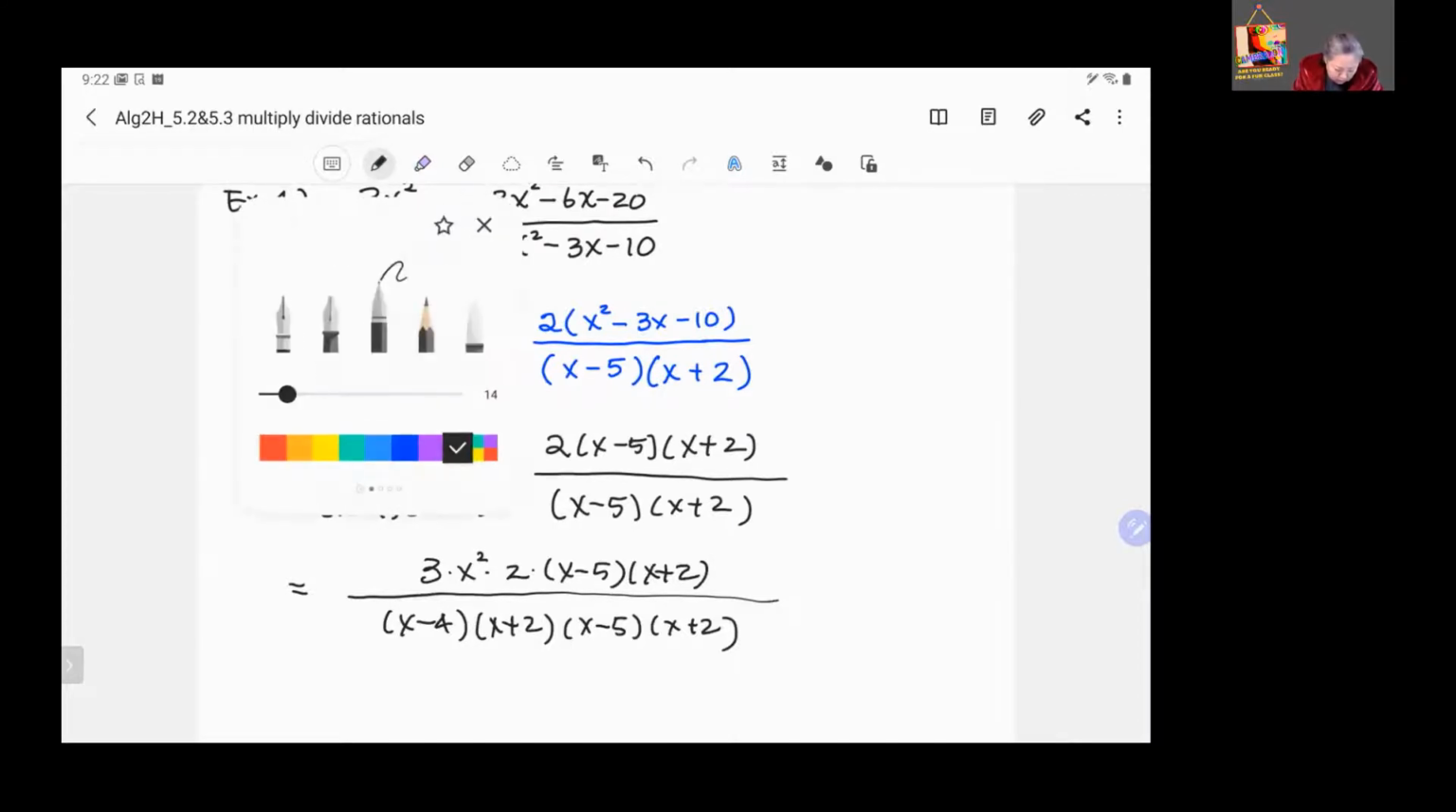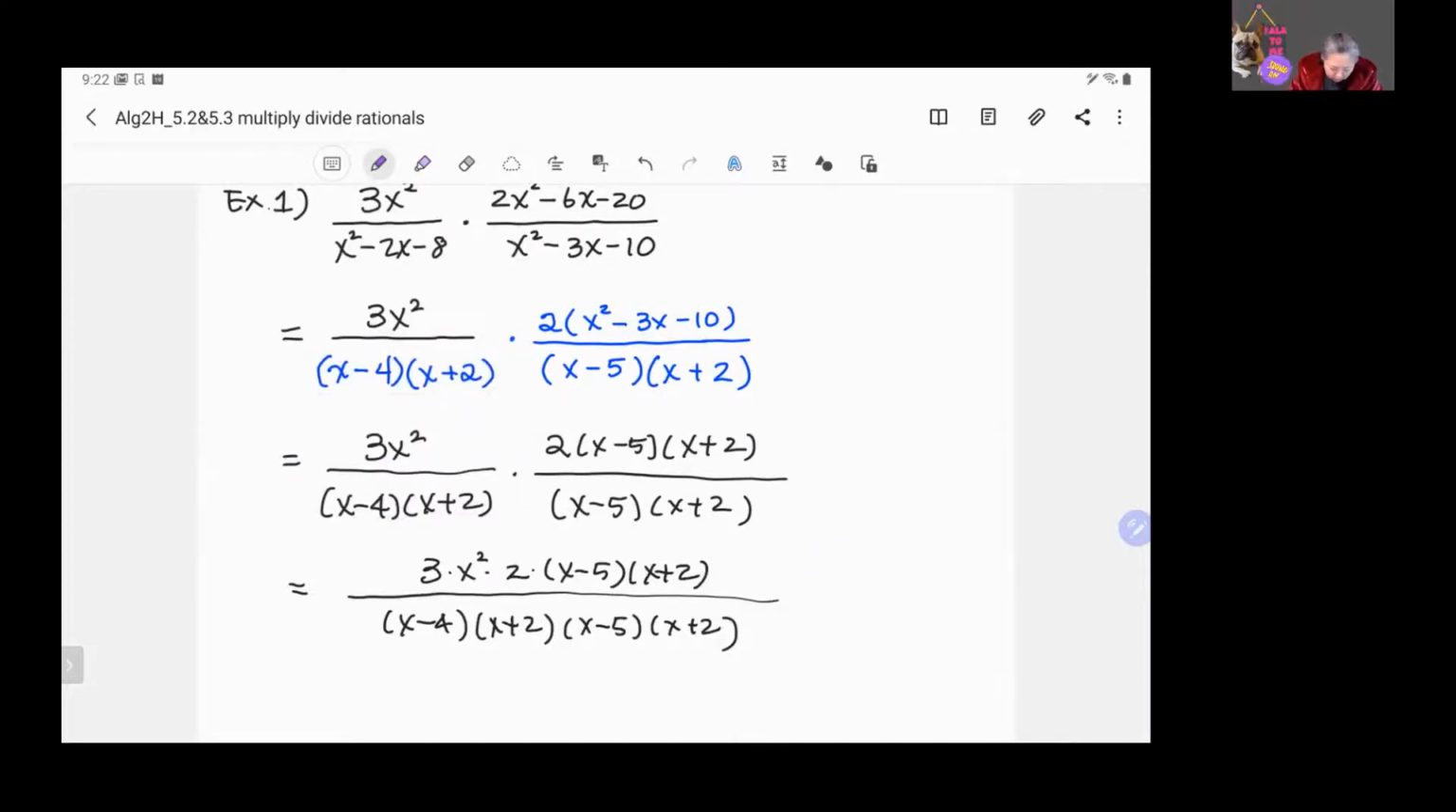Here, now I use x minus 5, which cancels the x minus 5 on the bottom first, right? Then notice there's x plus 2 here, but x plus 2 on the bottom appears twice. But I cannot cancel both from the bottom by only once from the top.